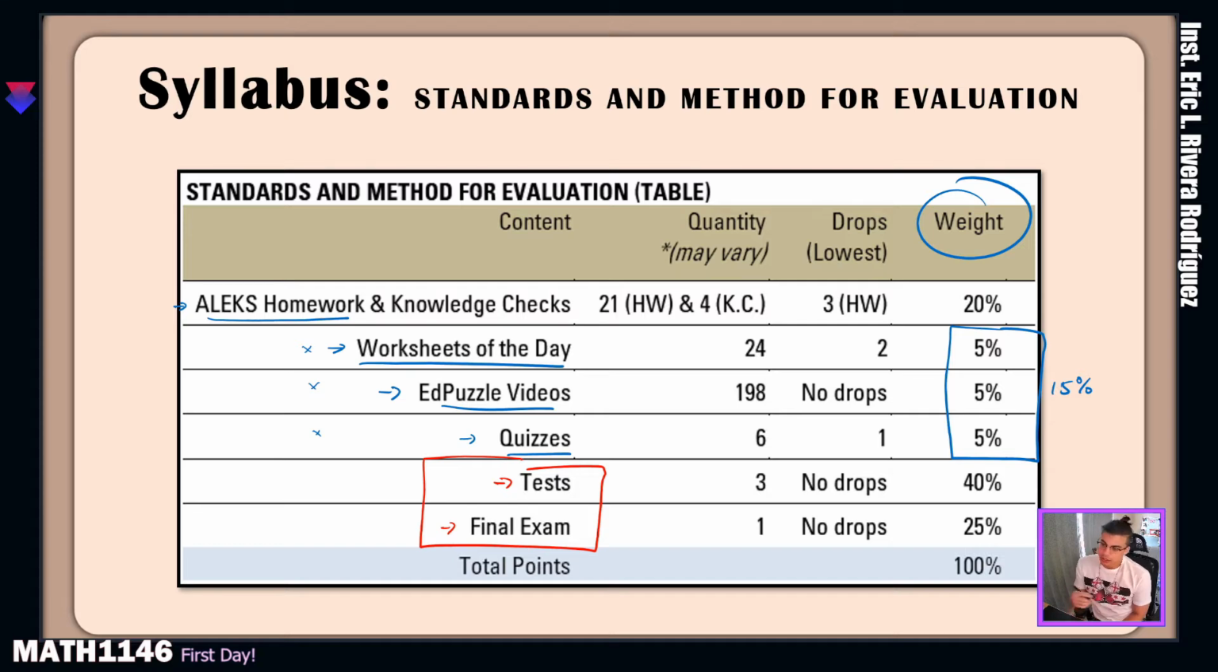So that student decided to be dishonest on the worksheet of the day, and the puzzle videos and the quizzes. And he thinks that he's doing well because he is seeing 100% at the moment for his or her grade. What is the problem? The problem is that then it comes the proctored assessments.